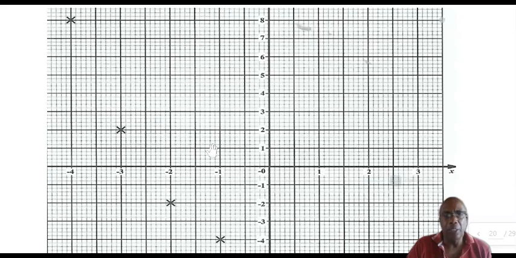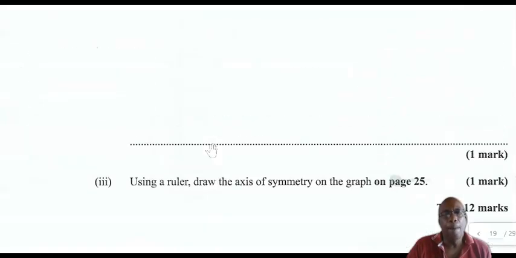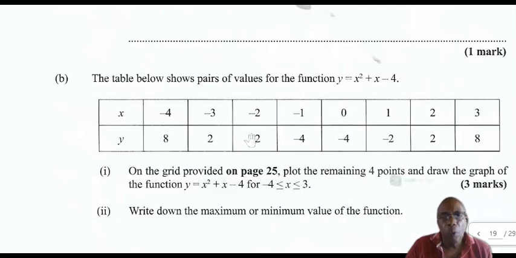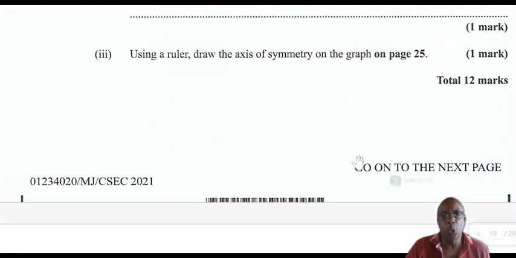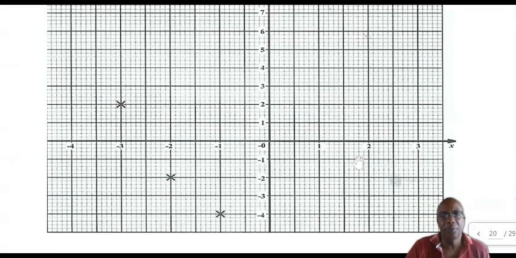But if we go back to the table, we'll realize that the y value just repeats itself. When x is 0, y is -4. When x is 1, y is -2, same as when x is -2, y is -2. And continuing, when x is 2, y is 2. When x is 3, y is 8. So we plot these 4 values on the graph. We go back to our graph sheet and we plot these values.